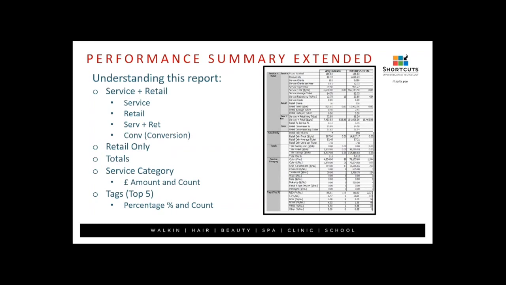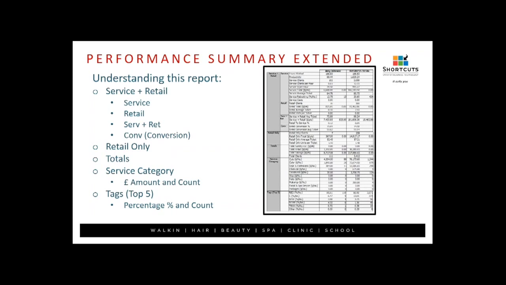So with the service and retail, you can see that we've got the retail to service percentage conversion, which is where I've had retail added to a bill. And then the conversion is the retail conversion, where I've sold retail conversion average ticket. And then I've got the retail only, where I've only sold retail to a client. And then I have my totals. So very similar to the performance summary in that respect.